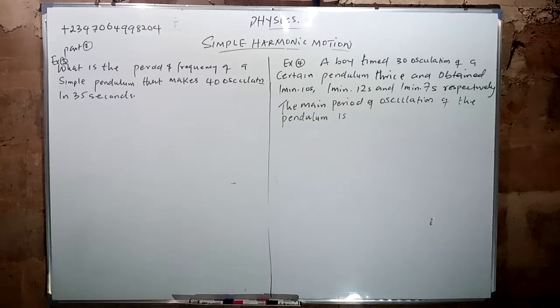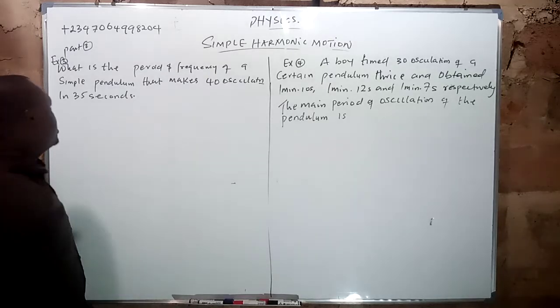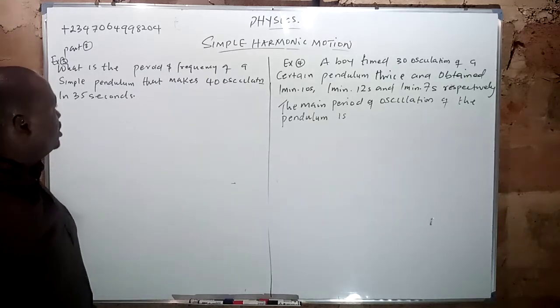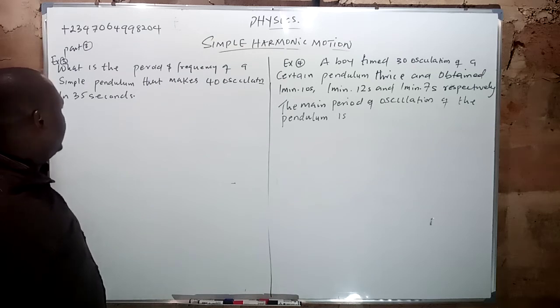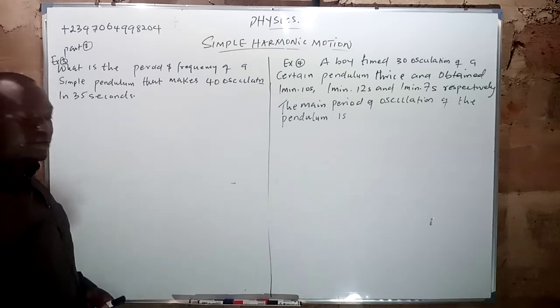Under this video, we want to talk about more examples on simple harmonic motion. Let's go. Example number 3, endeavor to watch the others on our channel. What is the period and frequency of a simple pendulum that makes 40 oscillations in 30 seconds?